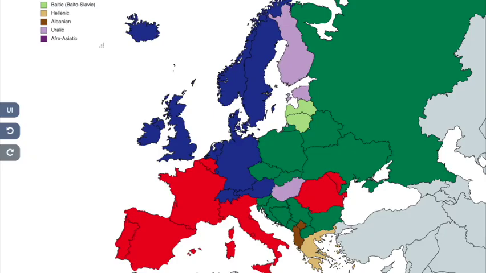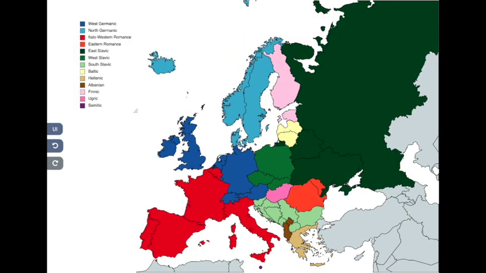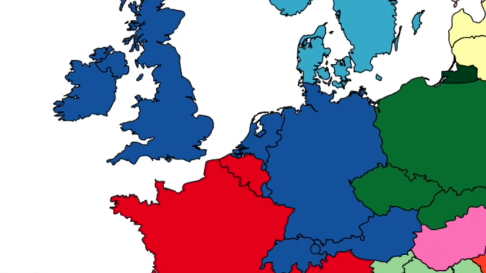Yeah. All right. I guess that's it for this map. Now, my third map is the most in-depth, and it breaks down these language groups even further. So let's look at the Germanic languages. You've got the Western Germanic languages.